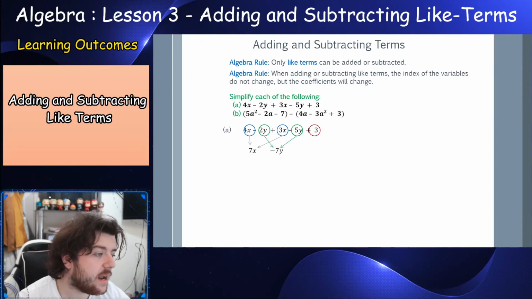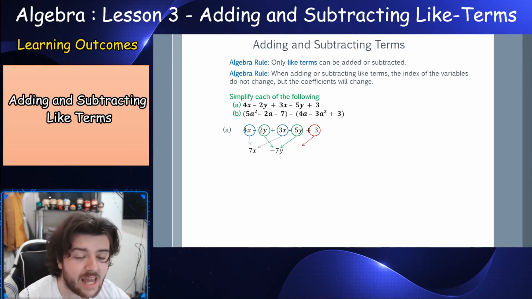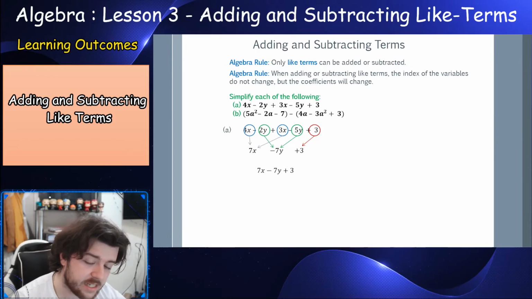And then finally, I just have the constant value on its own. So the plus 3, can't bring that by anything else. Bring that down, have the plus 3. And there it is, simplified.